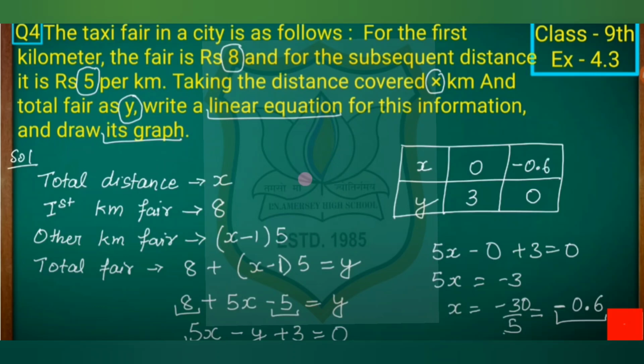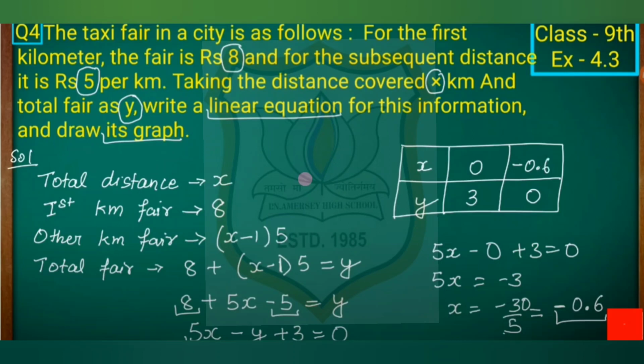Question number 4. A taxi fare in a city is as follows. For the first kilometer the fare is 8 rupees, and for the subsequent distance it is 5 rupees per kilometer. Taking the distance covered as x and the total fare as y, write a linear equation for the following information and draw the graph.